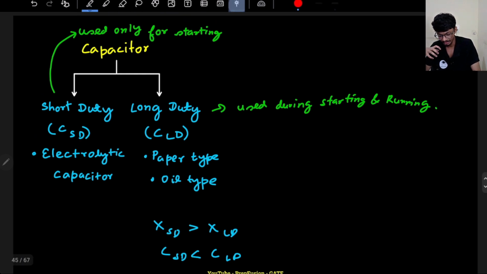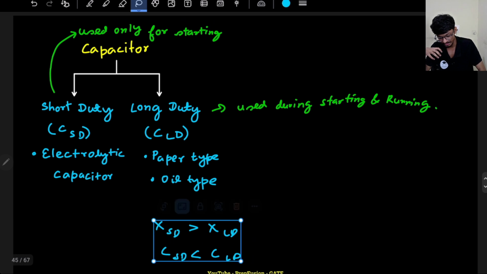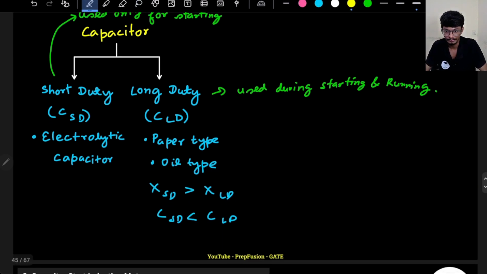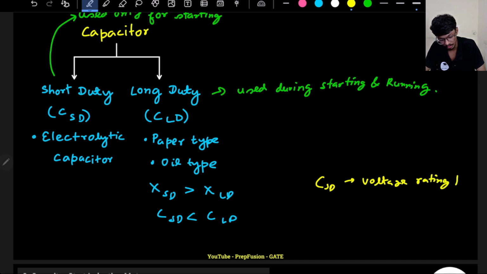Why? Because they provide higher reactance, so they cannot support higher currents. If the capacitance is very low, they cannot support higher current, because the capacitance value itself is very low. If the capacitance value is very low, the voltage rating of the capacitor also will be very low. The voltage rating will go down, so I cannot always use it. So that's why sometimes long duty capacitors are used.